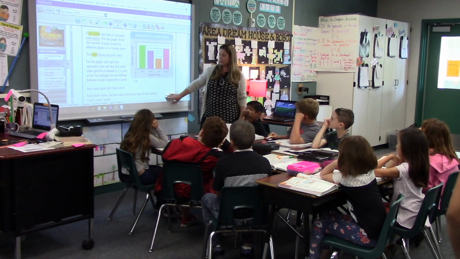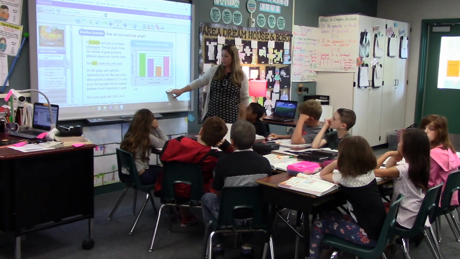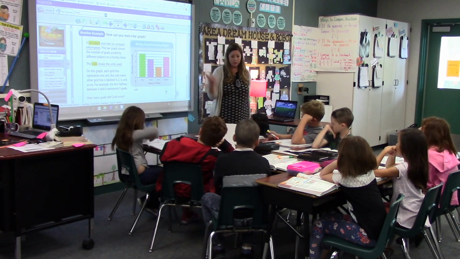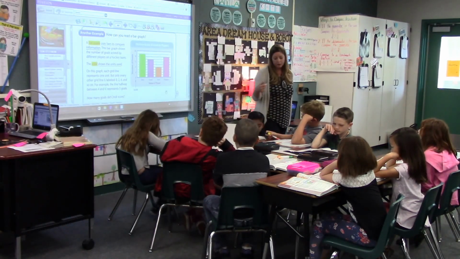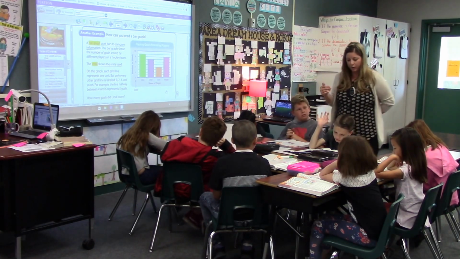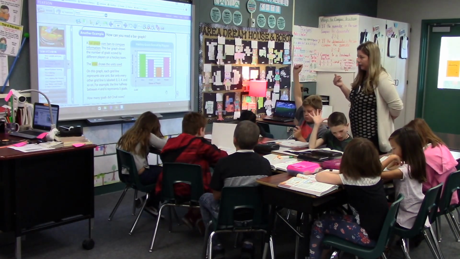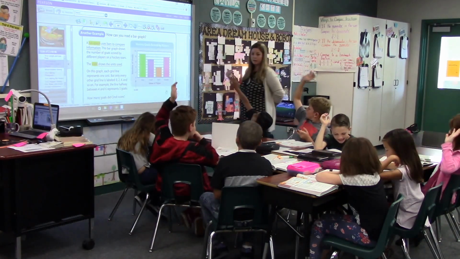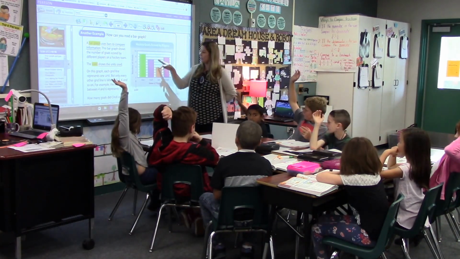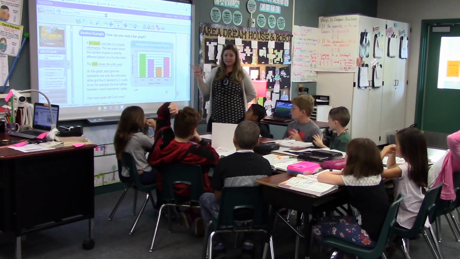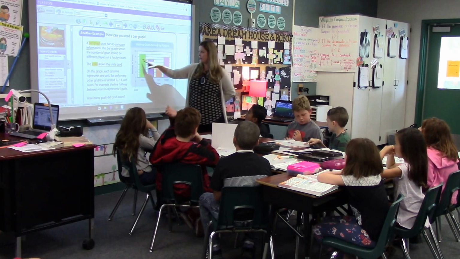Now let's analyze this data. It says, how many goals did Cindy score? Look at the bar graph. You can look up here or in your book. Find Cindy. Follow the bar graph up and see what line it ends at. Seth, look at the bar graph. It ends at 7. How did you figure that out? Between 6 and 8 is 7. Very good. And that's the line that it ends at.